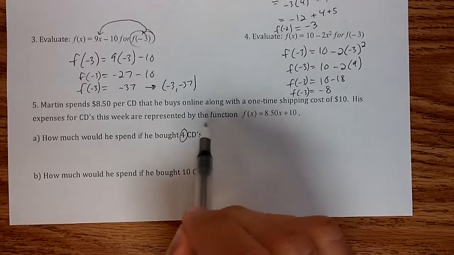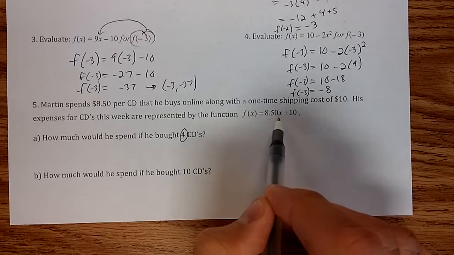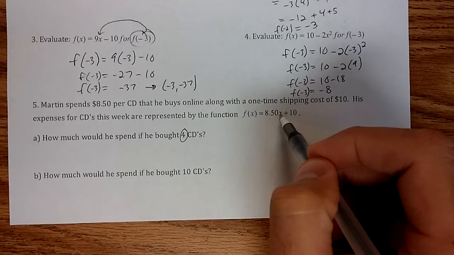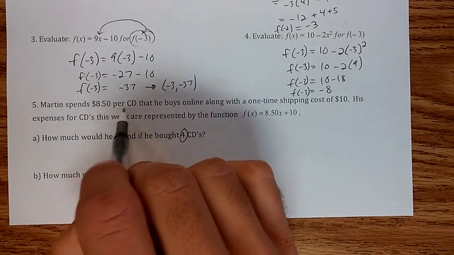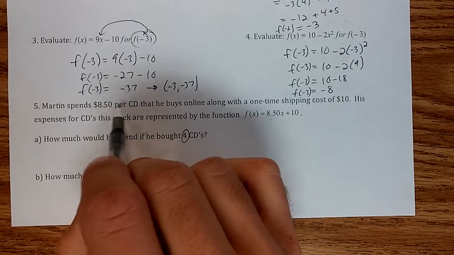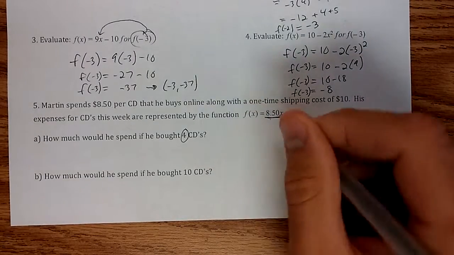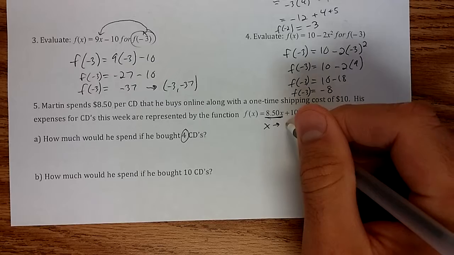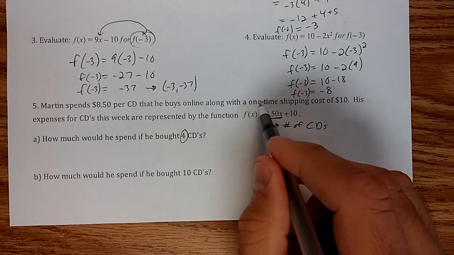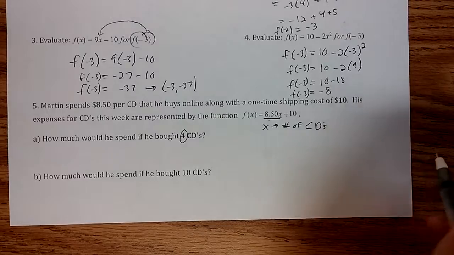Well, if we look at this, this says his expenses for the week are represented by the function f of x equals 8.50x plus 10. If you're multiplying 8.50 times x, it's $8.50 per CD. So that means for one CD, it'd be 8.50. For 2, you would do 2 times that number. And because you're doing that multiplication here, that's how you know the x value is number of CDs. And also this plus 10, that's the one-time shipping cost of $10. That means you pay it only once, not multiples of x.